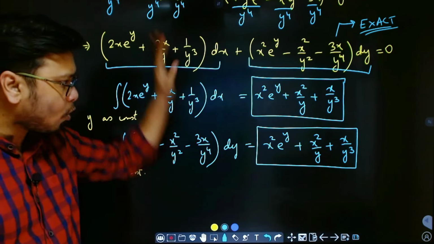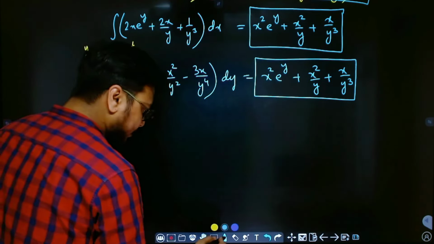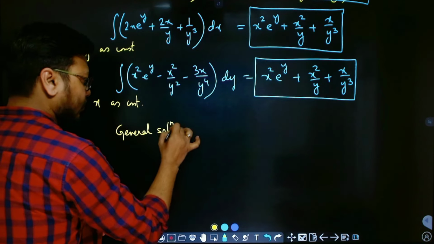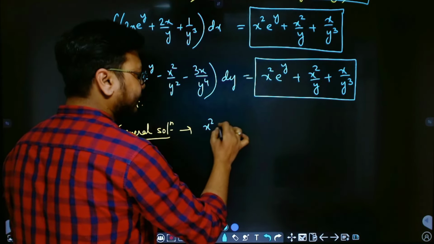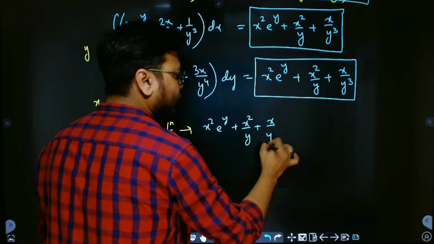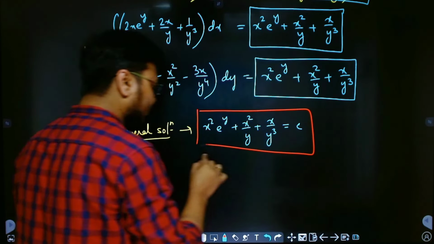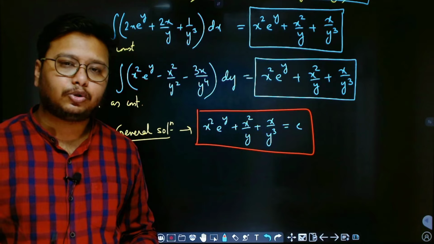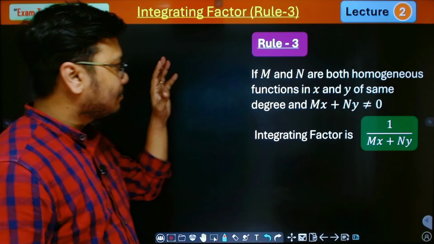We have all the terms common from both integrations, so my general solution is given by just the values from the first integration. That would be enough because we have got the same values again from the second integration. So this equals C is my answer to the question, right? So that's rule number 2 done and dusted. Okay, moving on to rule number 3.